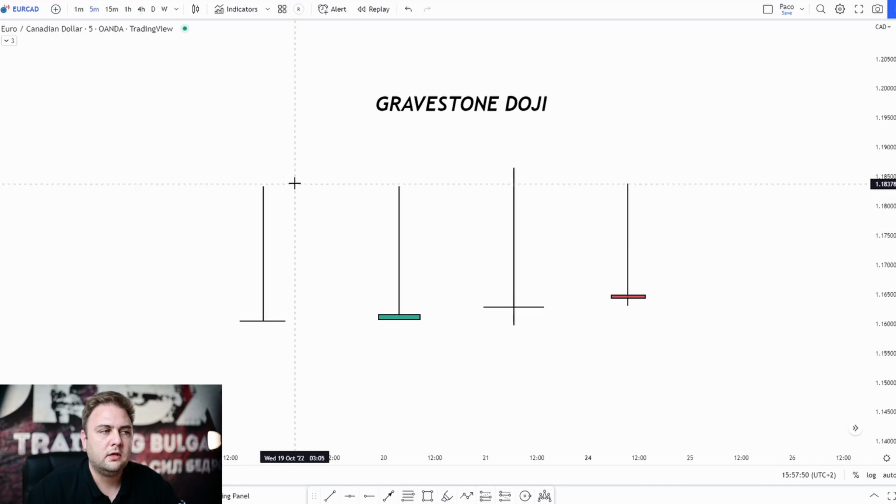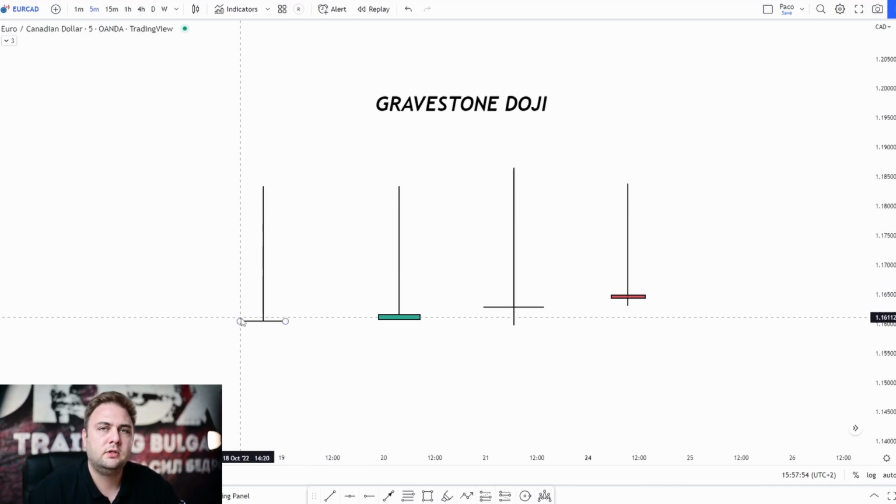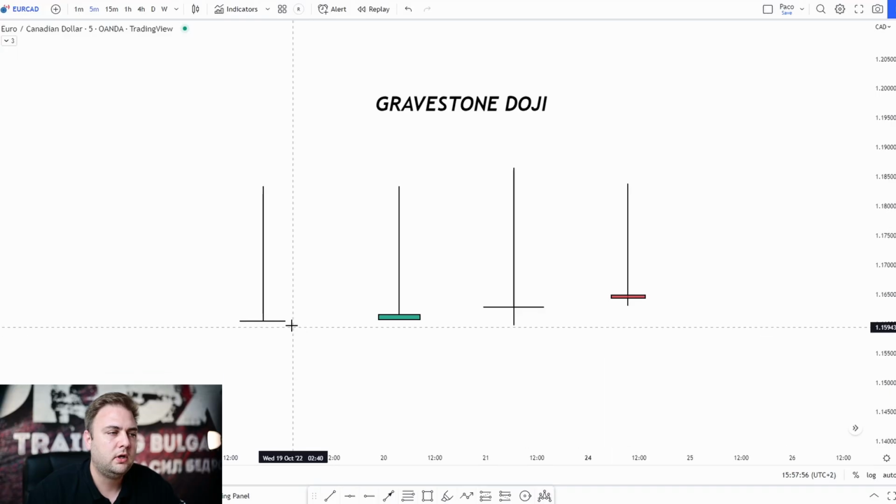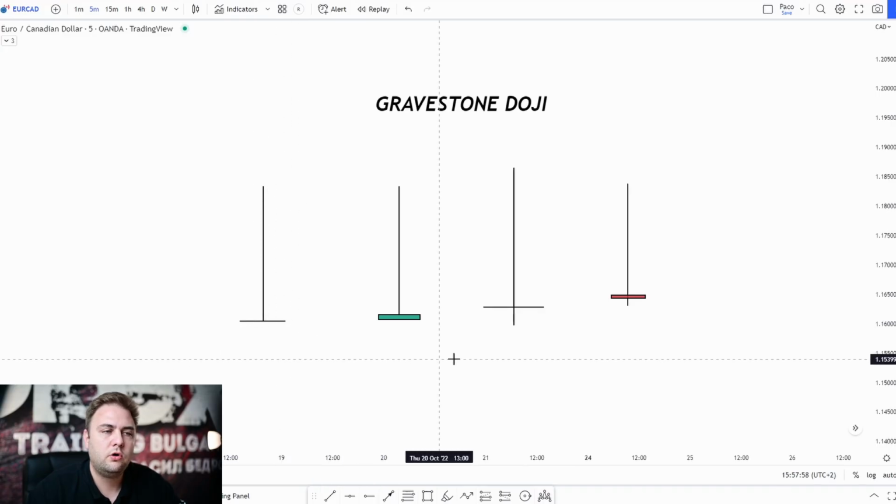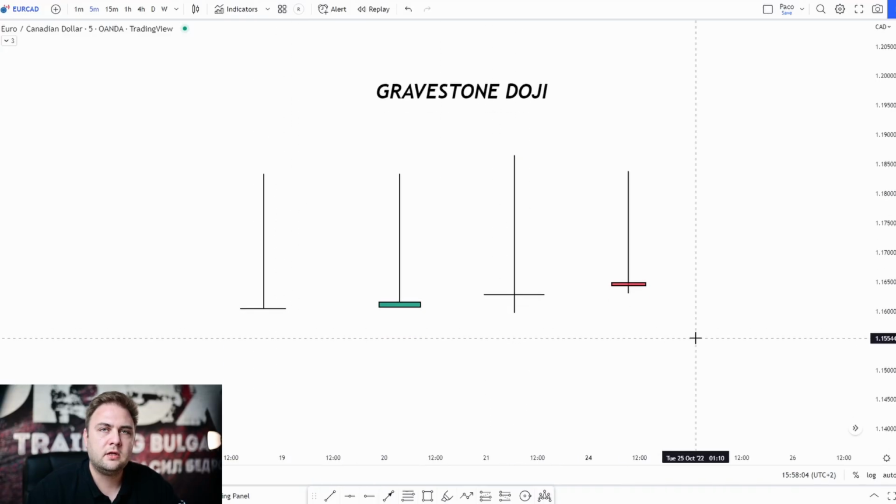The next one is called the gravestone doji. These candles are the opposite of the dragonfly doji. It has a large upper wick, almost no body, which is at the bottom of the candle, and no lower wick, or it should be very small. These candles appear at the end of the bullish movement, and after these candles we expect a new bearish movement.